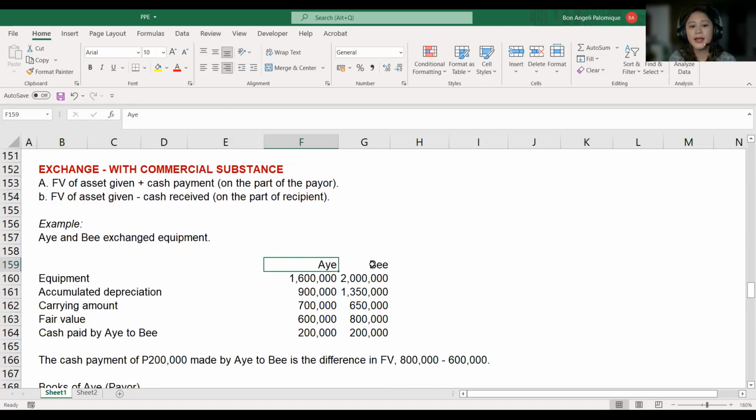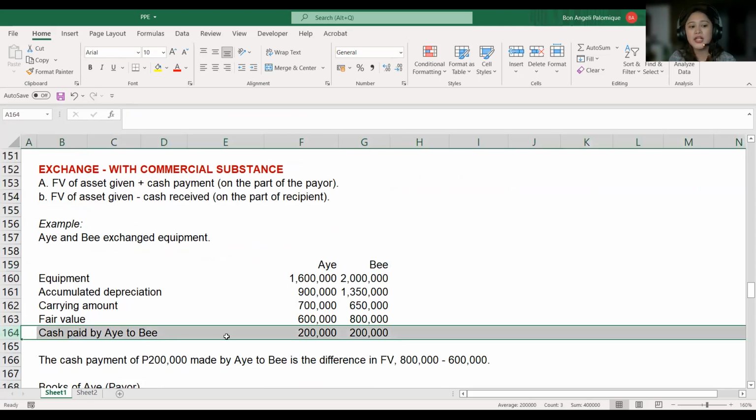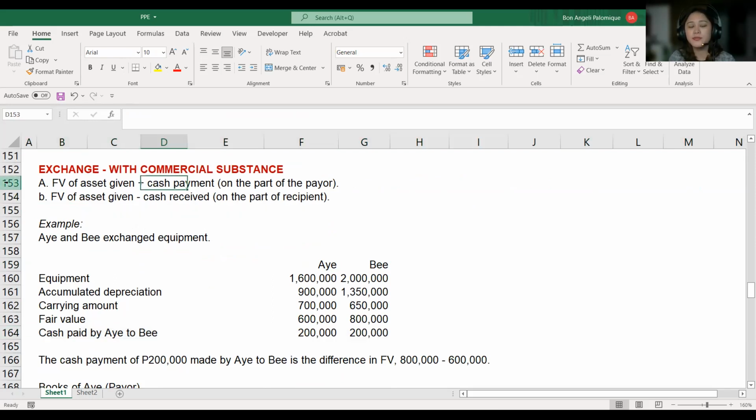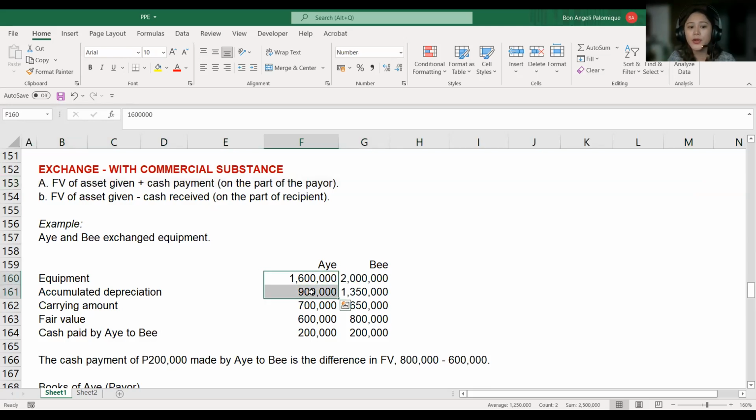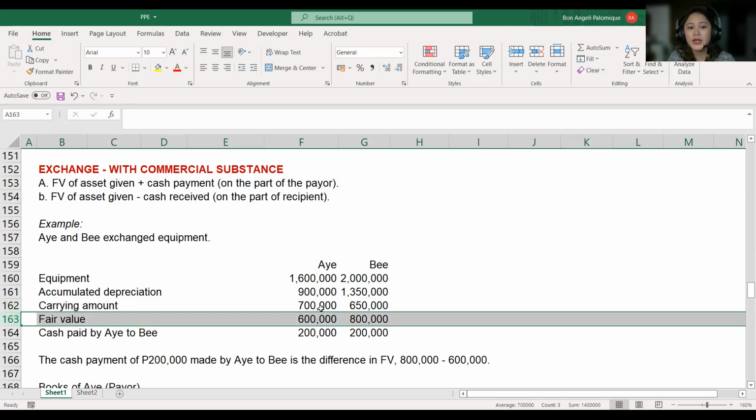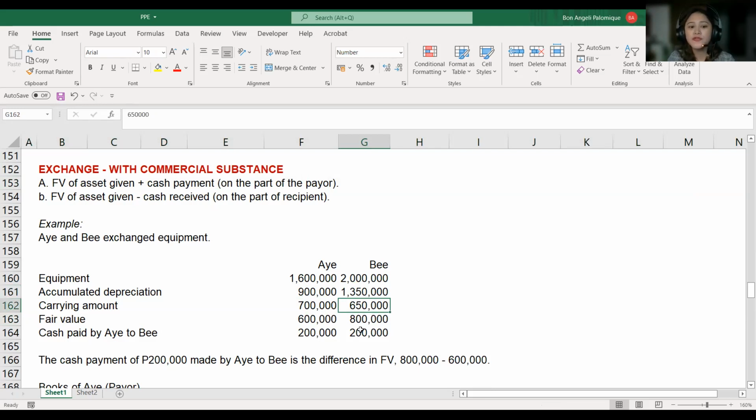So for example, si A and si B. Makikita mo dito, cash paid by A to B. So, si A yung nagbigay ng cash. So, sa point of view niya, ang kanyang PPE will be measured at fair value of asset given plus cash payment. So, ano ba yung binigay niya dito? Yung kanyang equipment worth 700,000 na carrying amount and ang fair value is 600,000. In exchange ni B yun sa kanyang 650,000 na carrying amount and fair value of 800,000.